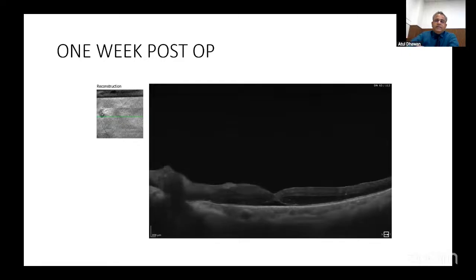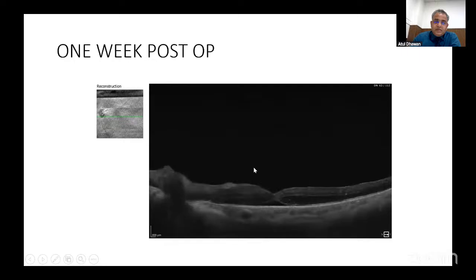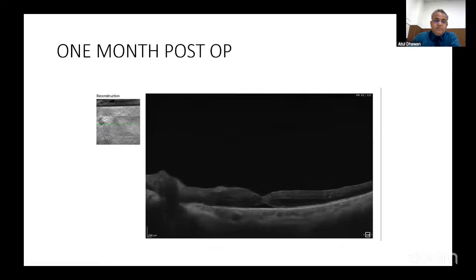So I operated the case, preserved this operculum, and used it as an ILM flap. After 1 week, you can see the hole closure is there, and after 1 month post-op, the U-shaped hole closure is there. The vision improved from 6/60 to 6/12.